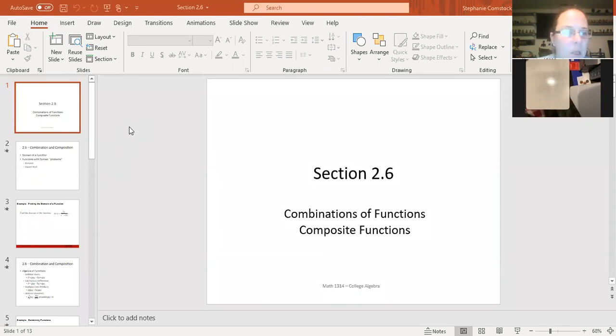So like I said, we're going to start with combinations and composition. In 2.7, we'll be talking about inverses, which is undoing things: what one thing does, an inverse undoes, and how to talk about those. And then section 2.8 is going to be a couple of small things: distance formula, midpoint, and some stuff with circles and things of that nature. So we're going to go ahead and get started with section 2.6. And the first thing we're going to talk about is combinations of functions.